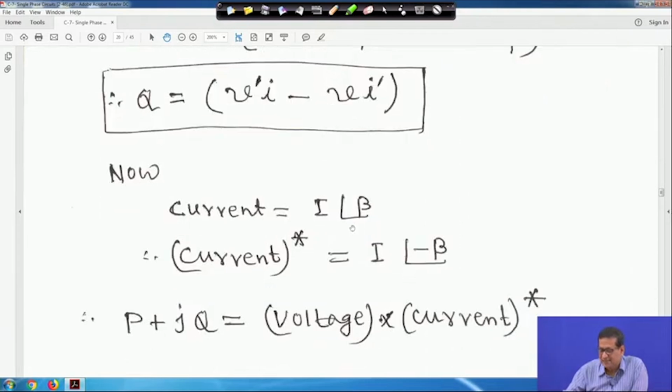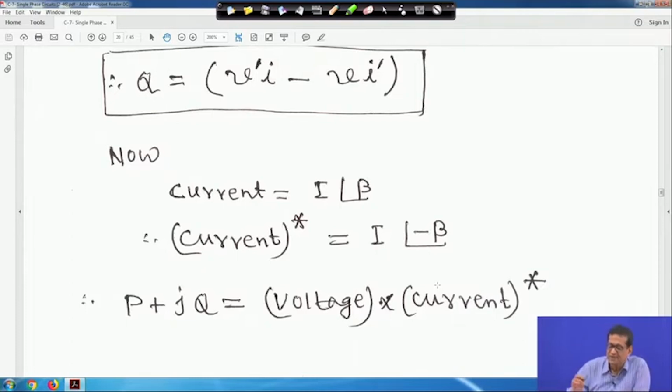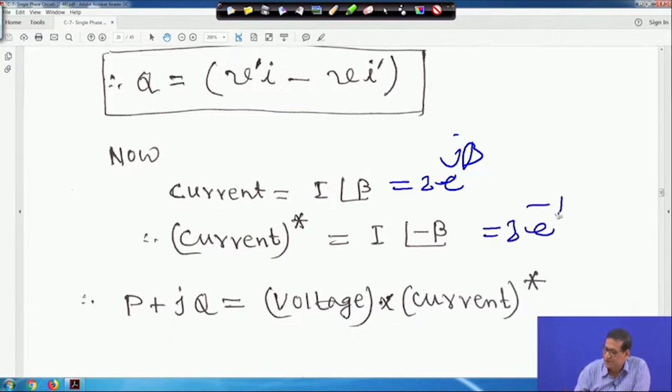Now, current is equal to I angle beta, that means the current conjugate will be I angle minus beta. From complex numbers, I angle beta is equal to I e to the power j beta. If we take its conjugate, it will be I e to the power minus j beta. That is why the angle of the conjugate is minus beta. So, P plus jQ is equal to voltage into current conjugate. Now, why we take the conjugate, this we will find in books and other sources, but why do we take the conjugate?